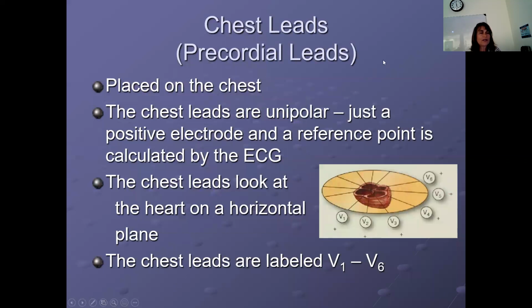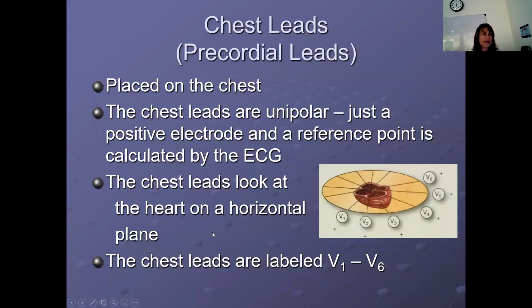The next thing you do is you put leads on the chest. So chest leads, precordial leads, it means the same thing. The leads are unipolar. It's just a positive electrode, and a reference point is calculated by the EKG machine. So it's not like it's going between two different electrodes in order to get a waveform. It's just one. It sends a signal in, and from that, it can give you a view of the heart.